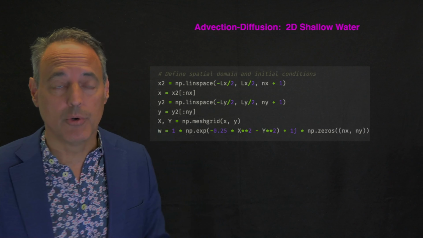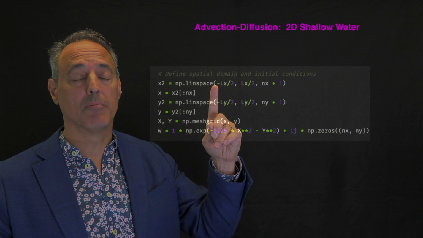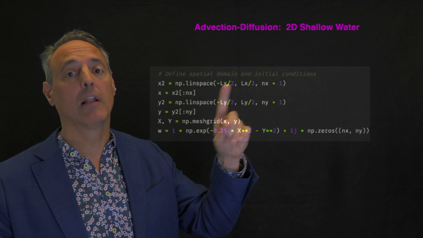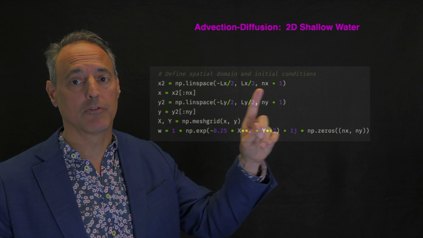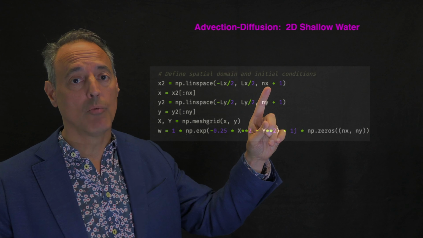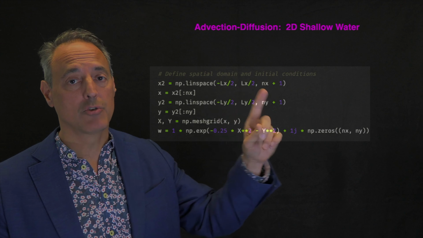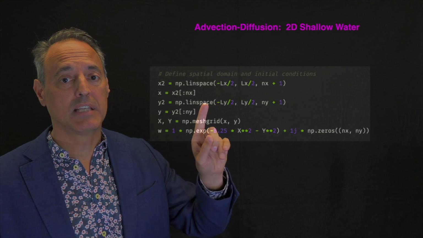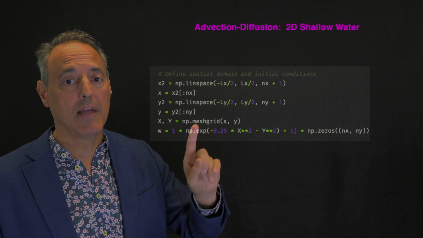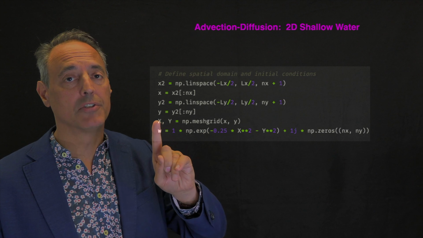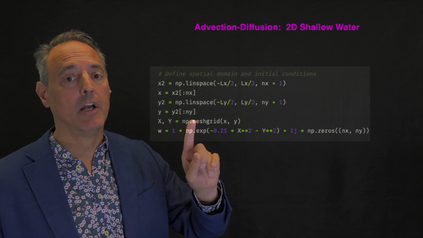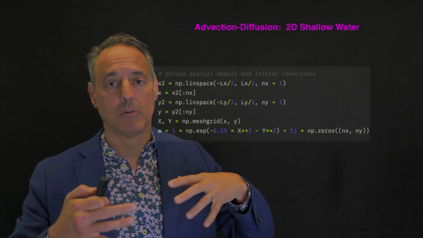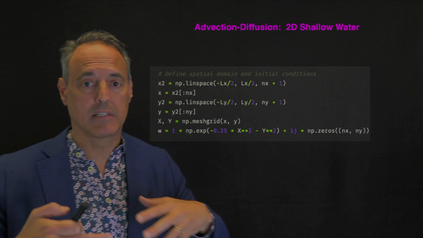Next, what we're going to do is define the x domain, which goes from negative L of x over 2 to L of x over 2 in n of x plus 1 points. Remember, periodic boundary conditions, so I define n plus 1 points, and I only take the first 1 through n. Same thing with the y domain, and then I mesh grid them. So this capital X, capital Y, now are two-dimensional coordinate systems, x, y.